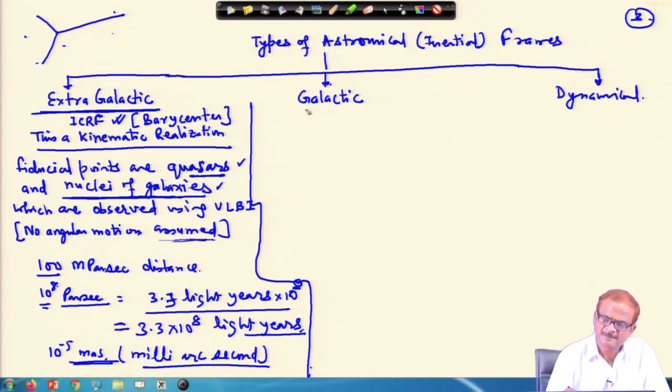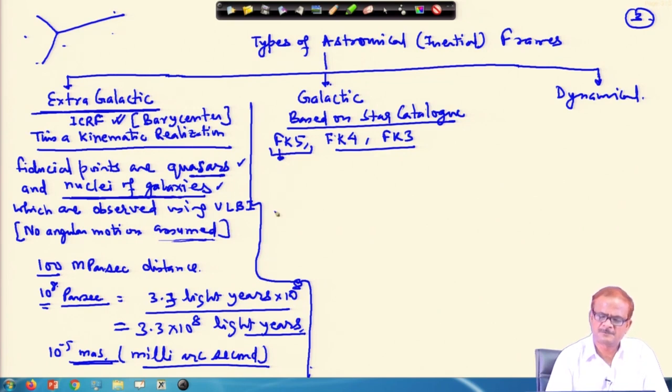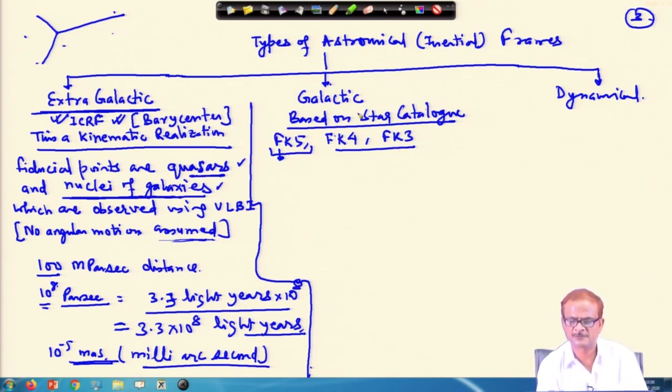Galactic: this is based on star catalogs such as FK5, FK4, FK3. These are old and still being used, but FK5 is the latest one. FK stands for fundamental catalog, with this K instead of a small C; you replace the C with K.